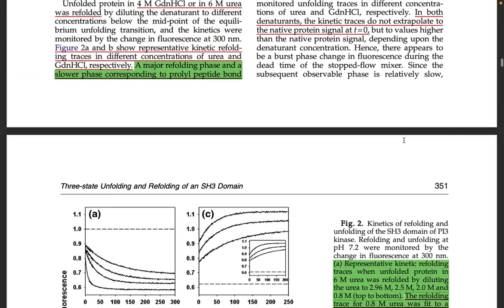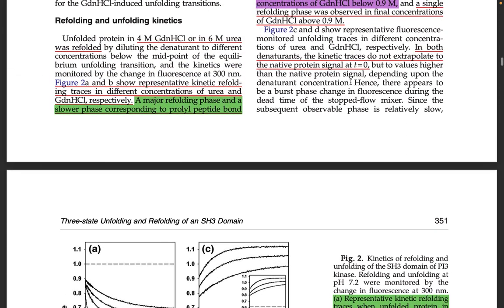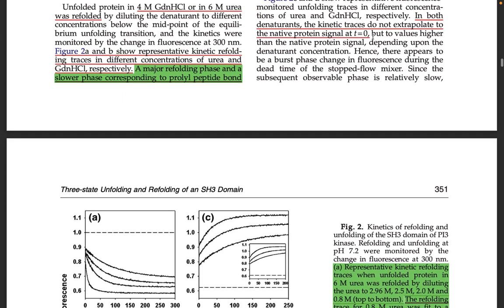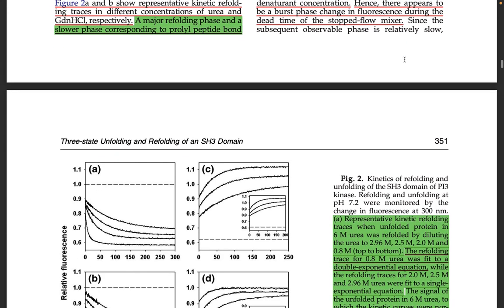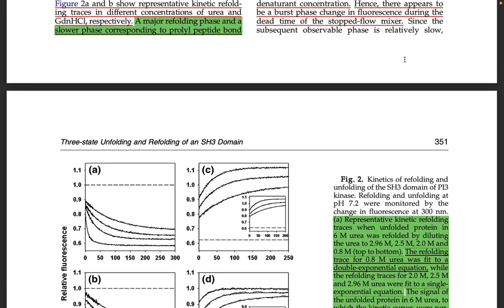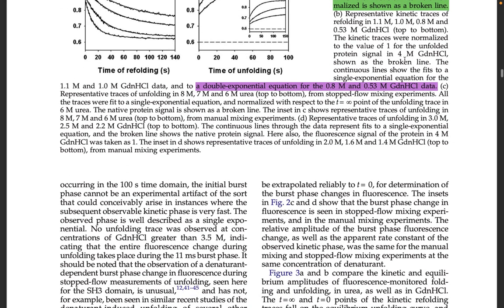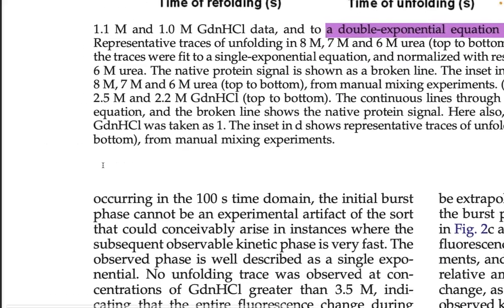So in both denaturants, the kinetic traces do not extrapolate to the native protein signal but to values higher than the native protein signal, depending upon the denaturant concentration. Hence there appears to be a burst phase change in fluorescence during the dead time of the stopped-flow mixer, since the subsequent observable phase is relatively slow, occurring in the 100-second time domain.